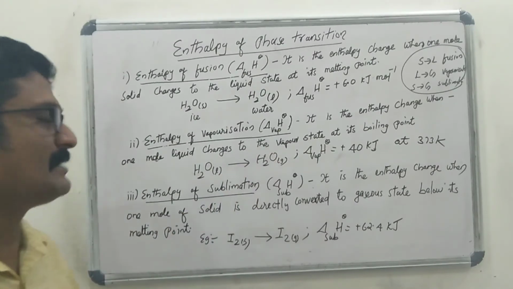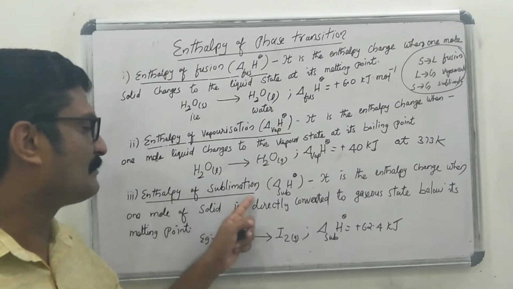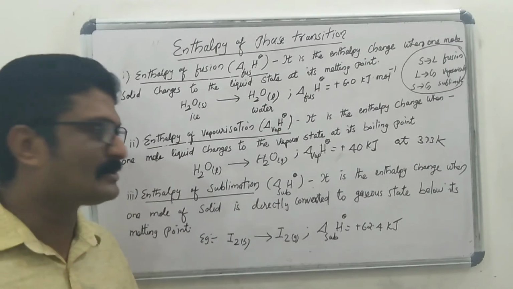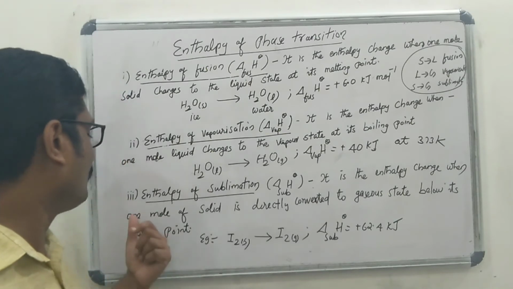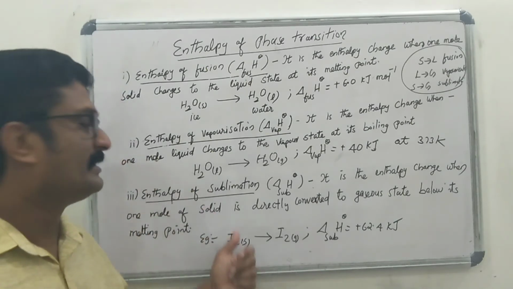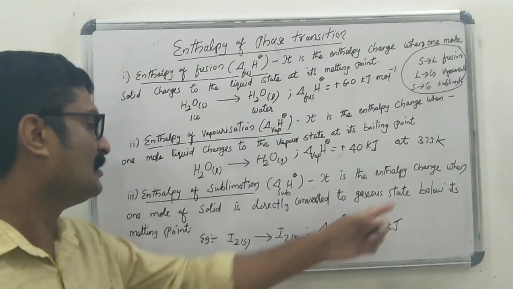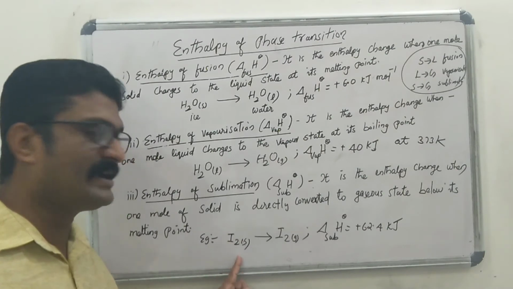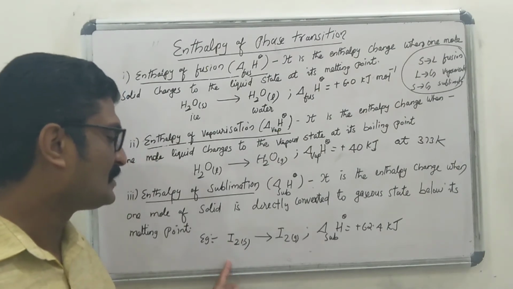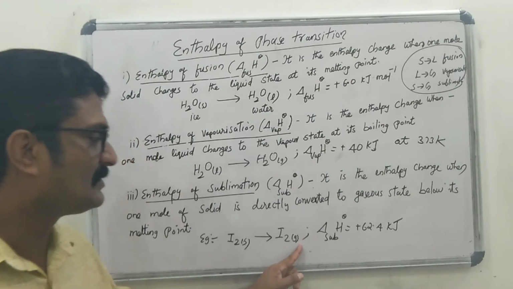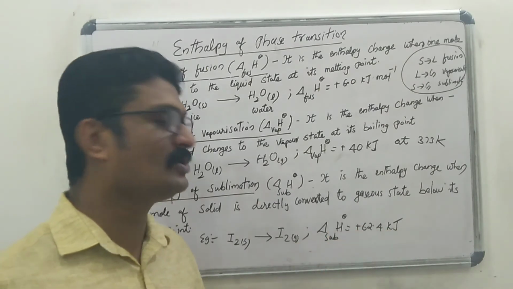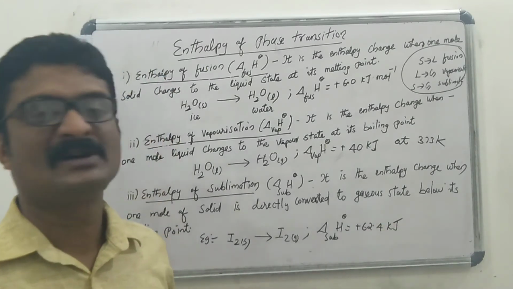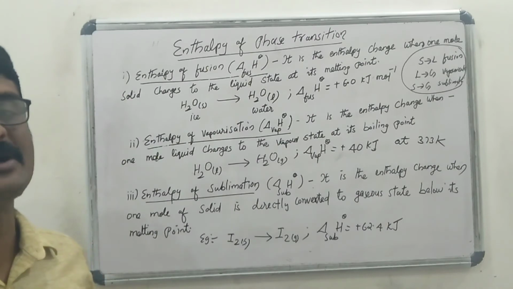And the next type of enthalpy of phase transition is enthalpy of sublimation. Its symbol is delta H naught SUB. Yes, enthalpy of sublimation is the enthalpy change when 1 mole of a solid is directly converted to gaseous state below its melting point. Okay, for example, when 1 mole of solid iodine changes to gaseous state, 62.4 kilojoule of heat is absorbed. This 62.4 kilojoule represents enthalpy of sublimation of iodine.